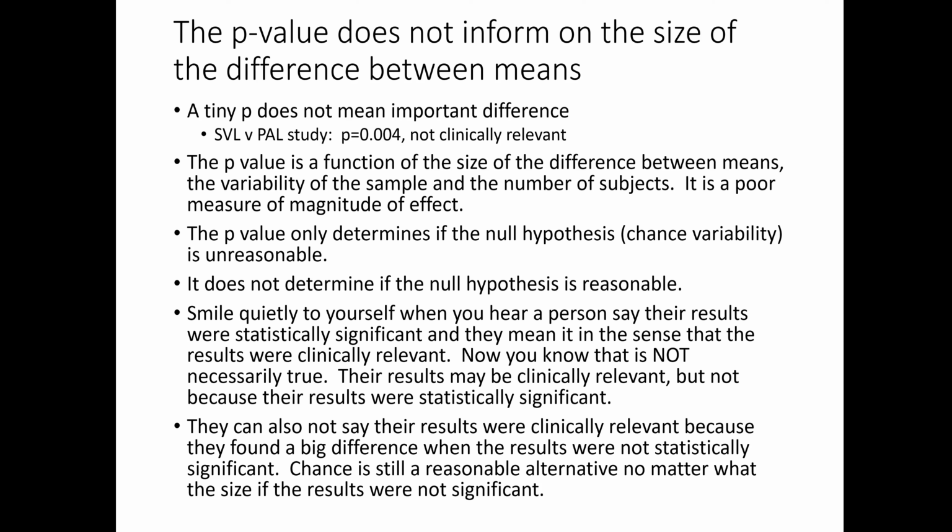The p-value is a function of the size of the difference between means, the variability of the sample, and the number of subjects. It is a poor measure of the magnitude of effect. The p-value only determines if the null hypothesis is unreasonable, not if it is true.